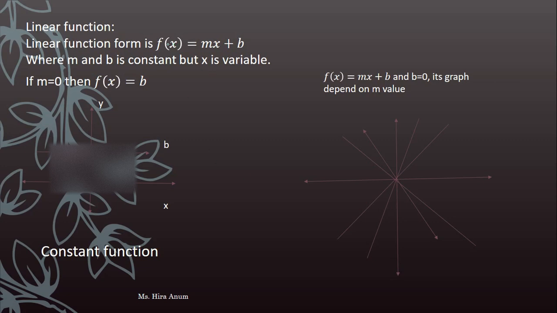Linear function. A function is linear when it is written in this form: mx plus b. m and b are constants. If m equals 0, we simply write f of x equals b. b is a constant, so this function is a constant function. If b becomes 0, then the graph will be this.